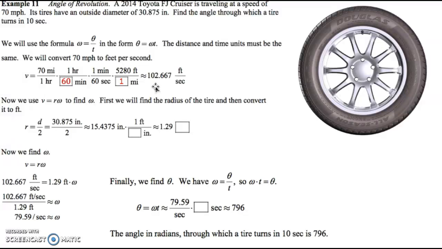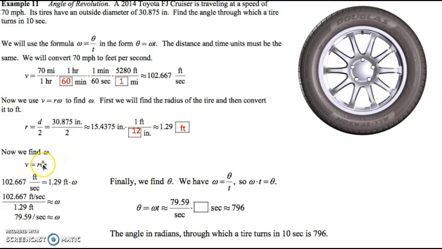We can also find the radius, but let's transform our radius into feet, since then we'll be in the same unit of measurement. So we'll have the diameter divided by 2, which is approximately 15.4375 inches. We know that in 1 foot there are 12 inches, giving us 1.29 feet. So we're in feet here, we're in feet per second here. Now we can solve for W.